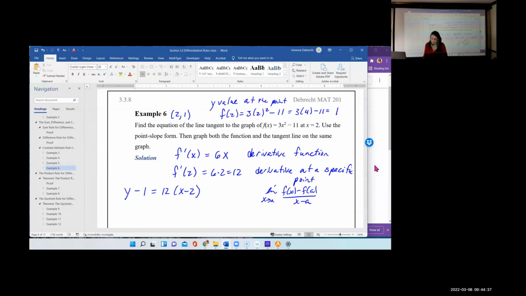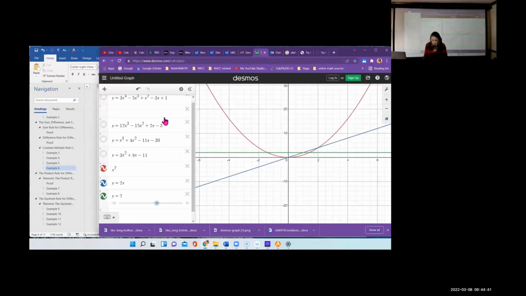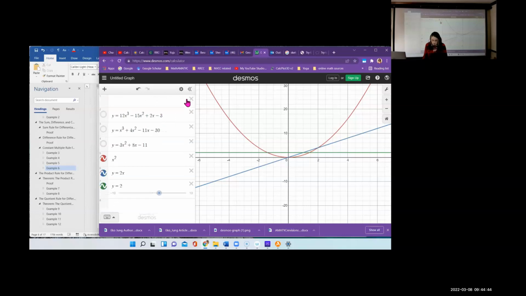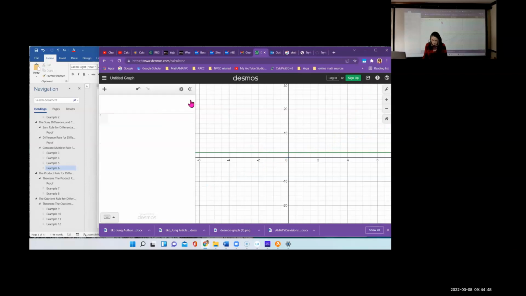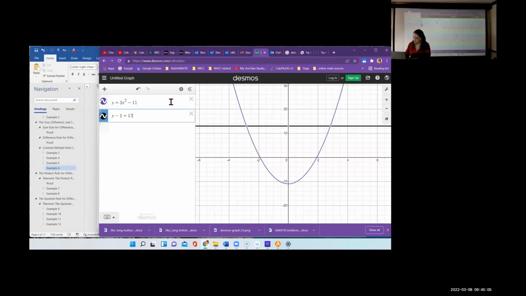So we have 3x squared minus 11. I've got Desmos on here somewhere from yesterday, I think. So let's get rid of all these. So my original function was 3x squared minus 11. And my equation was y minus 1 equal 12, x minus 2. All right.